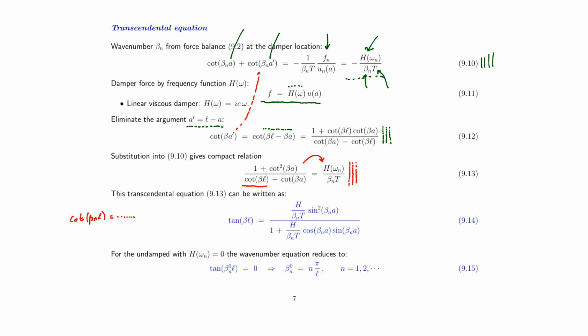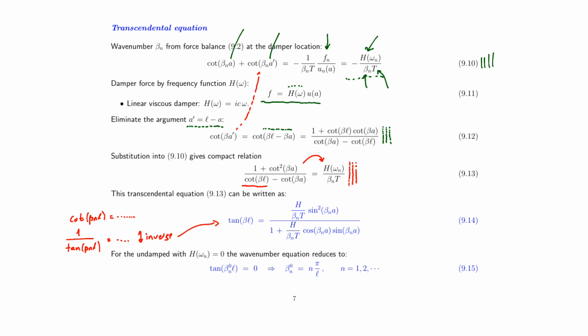Then we recognize that a cotangent is 1 divided by tangent of beta n L. So we simply take the inverse. So we take the inverse, or the reciprocal, of this, and that leaves us with this expression here in 9-14. The details I will leave to you.